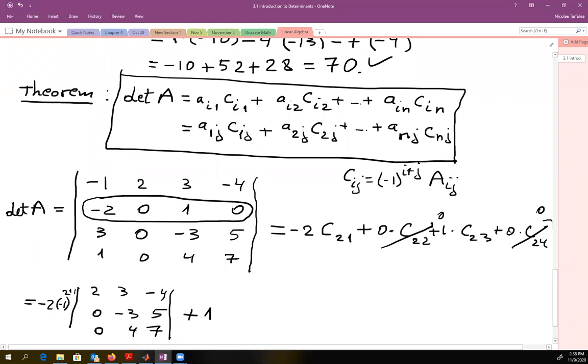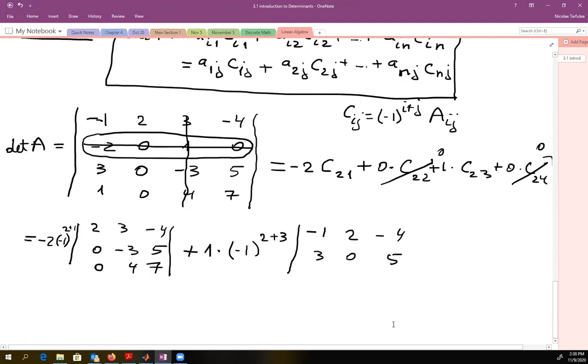So here you have, in this case, 1 multiplied by -1 to the 2 plus 3, which is -1, multiplied by this matrix, which I obtained by crossing out the second row and the third column. So what's left is -1, 2, -4, 3, 0, 5, and 1, 0, and 7.